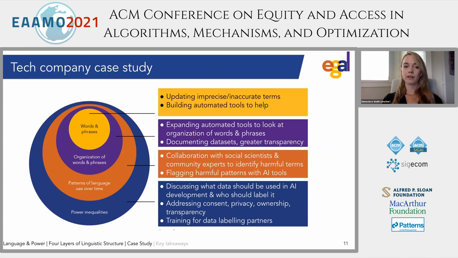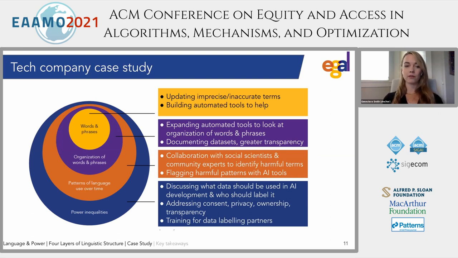As part of our framework, we developed key questions to ask at each level. And we collaborated with a leading Silicon Valley tech firm to pilot the framework and found that it was useful across the 4 levels. At the level of words and phrases, the firm is exploring automated tools that flag potentially harmful terms and offer alternatives. We worked with the firm on this and how to incorporate context-specific insight.